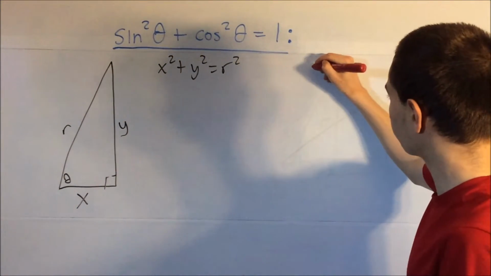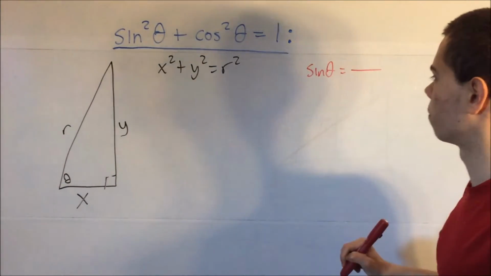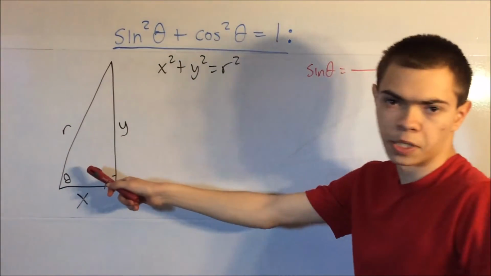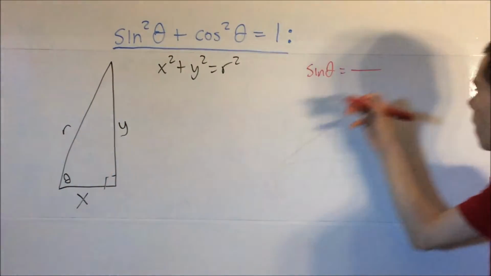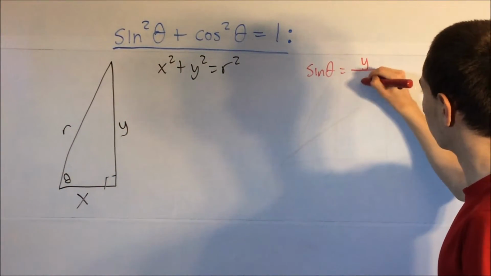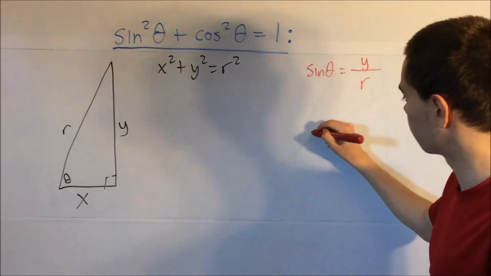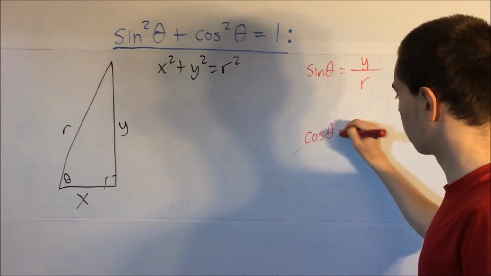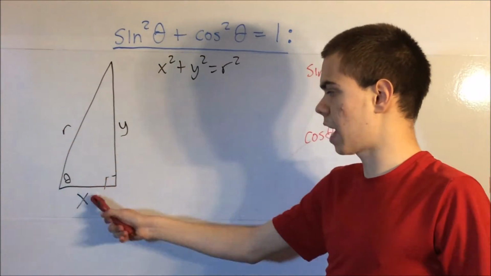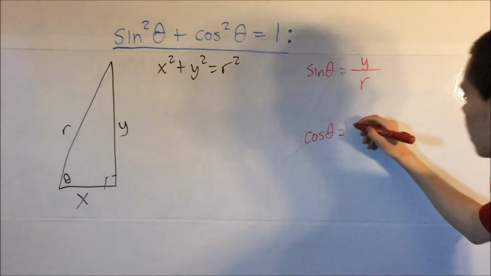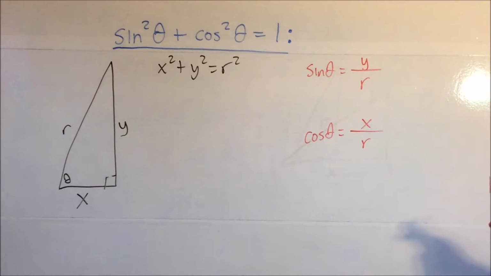So if we figure out the sine of theta, what's that going to equal? Well, sine theta is opposite over hypotenuse, so y over r. So that's sine of theta. The cosine of theta, if we look at that, it's adjacent over hypotenuse. So adjacent over hypotenuse, it's x over r. So that's what we get.